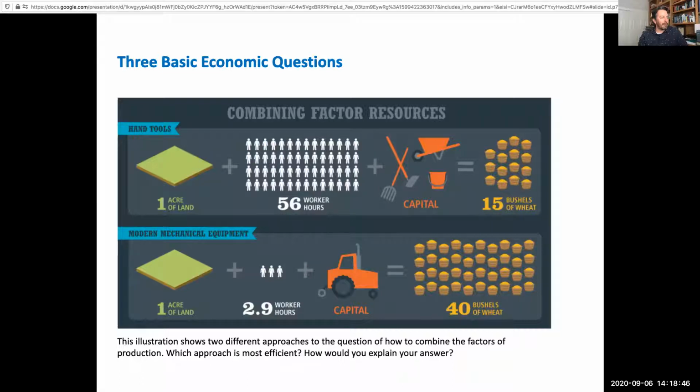Now, why the difference, right? In labor, the difference is because of the different capital that's used. In the top example, they're just using hand tools, wheelbarrow, pail for water. In the bottom picture, we see a tractor, right? So that tractor allows this modern farm to produce more wheat than the above one with far less labor, right?